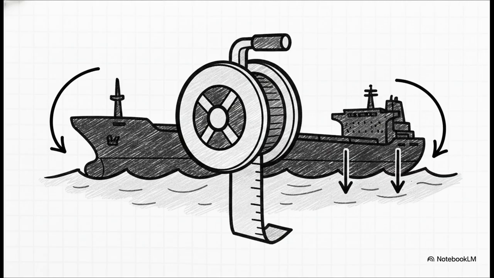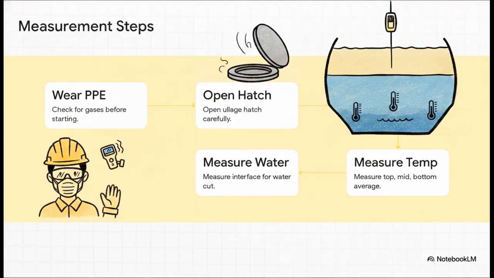But before any of these tools are even touched, the vessel has to be kept as perfectly steady as possible. The crew has to carefully record the ship's drafts, forward, aft, and midships, as well as any port or starboard list, because the physical orientation of the ship will heavily impact the readings we get. Let's walk through a day in the life of taking these measurements.